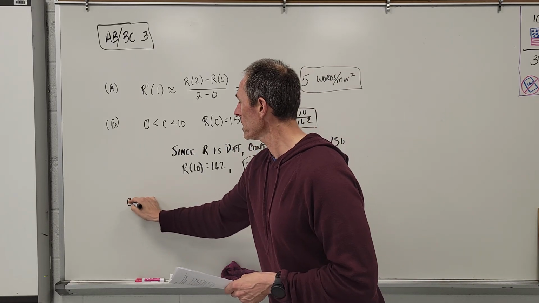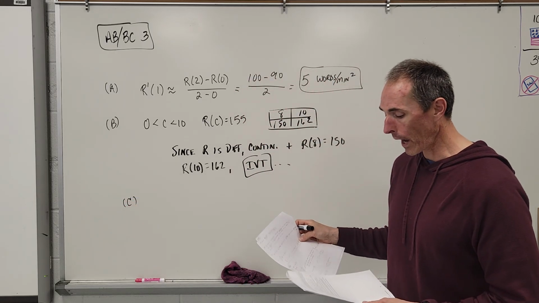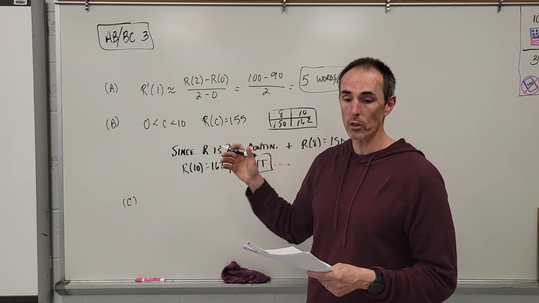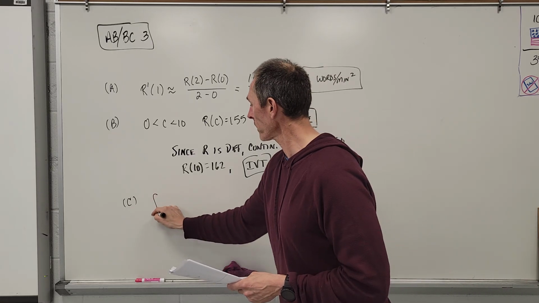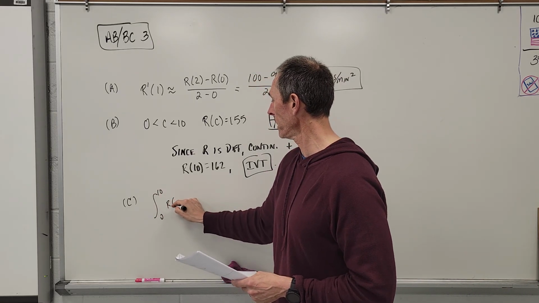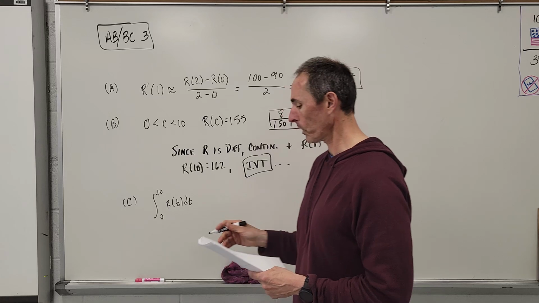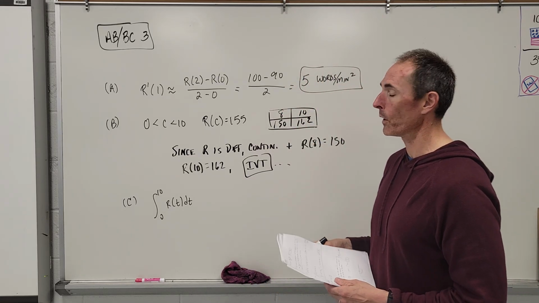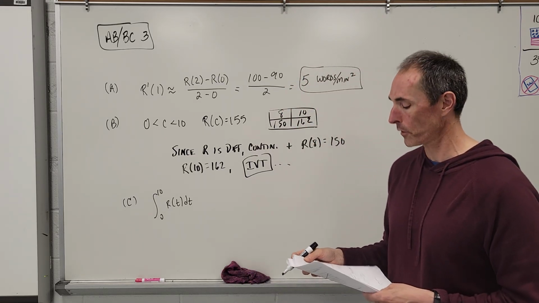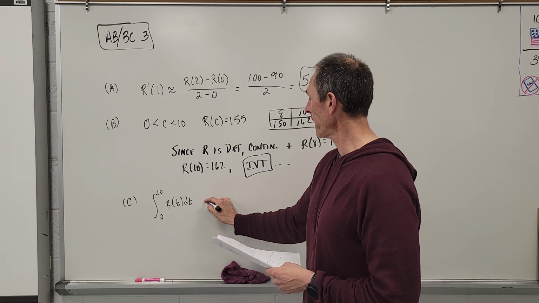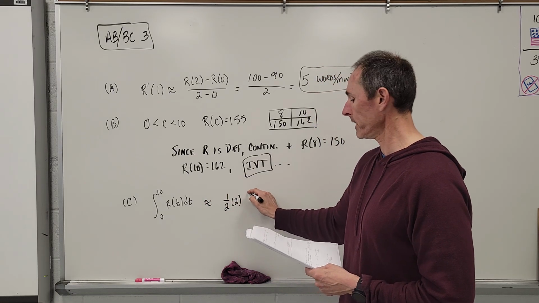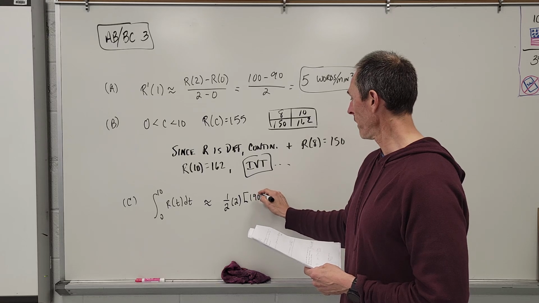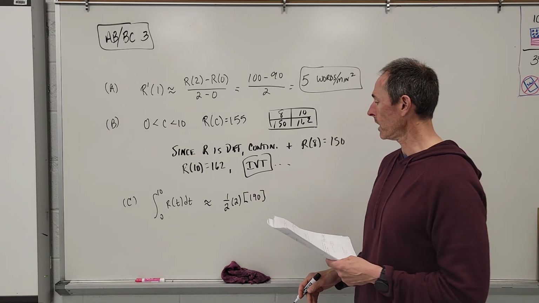Go to part C. Okay, part C says we're going to do a trapezoidal sum, 3 subintervals, and we're going to use that to approximate the integral from 0 to 10 of r of t. Okay, now the important thing here is that there were unequal subintervals in the table, so we have to be a little careful. But that sum that we're going to get is going to be 1/2 times the first height times the values of the first 2 points.